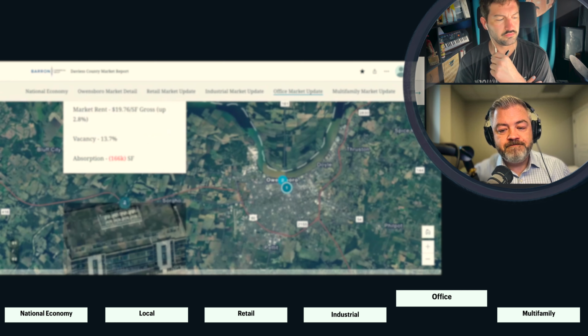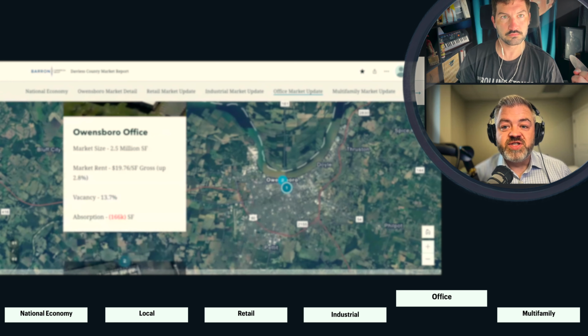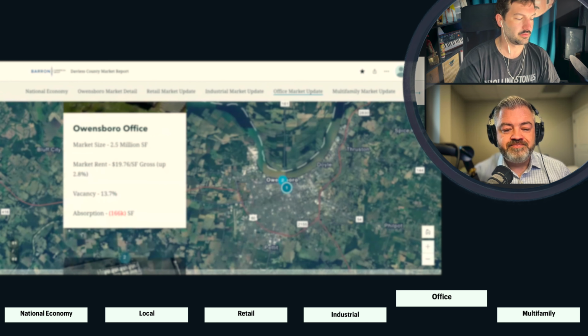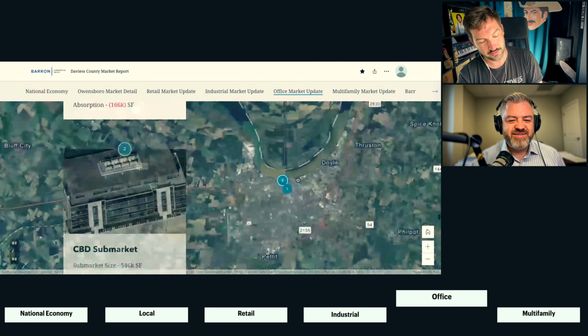Is one of the schools moving in there? Are they creating a new school? No, it's the Daviess County Public School System, like the central office is moving in there. Oh, gotcha. So kids will not be learning in this building. That's correct.